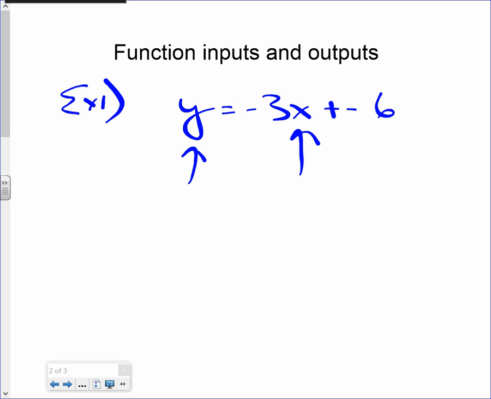All right, what is the y called? Well, veteran students will recognize this. Y is called the output. And x is called the what, veteran students? Thank you. Go and write this down, please. A little review.